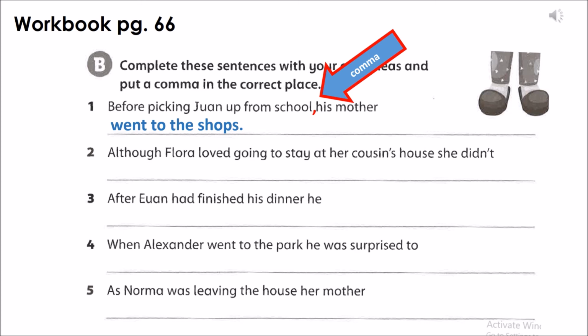So please complete 2, 3, 4, and 5 and then send everything to the English email address for us to check. Thank you, Year 3.